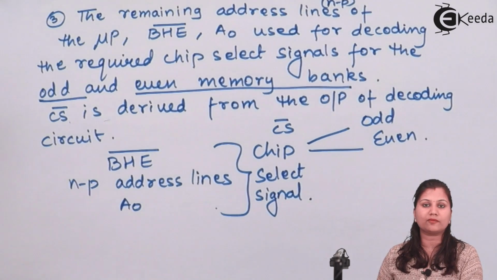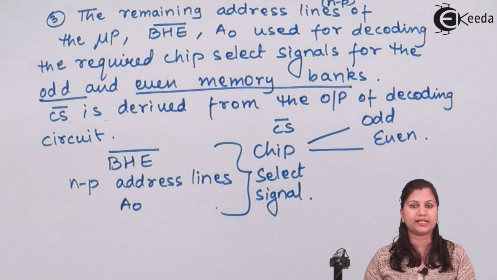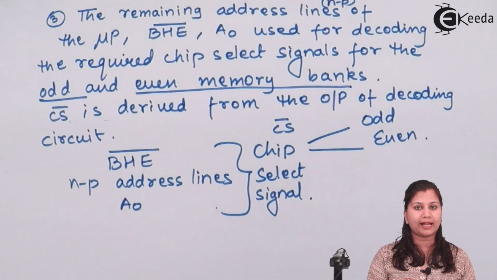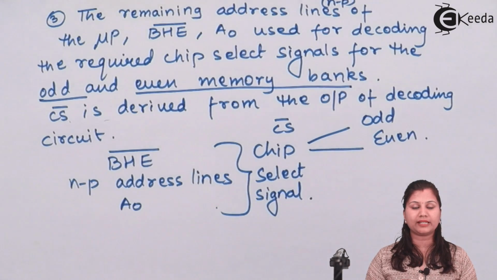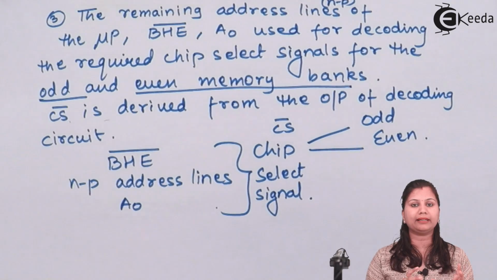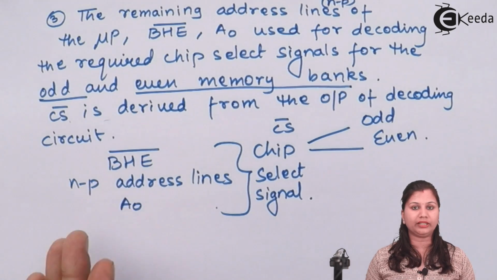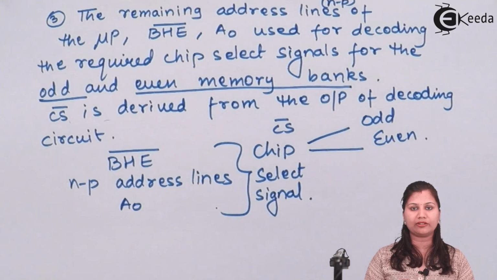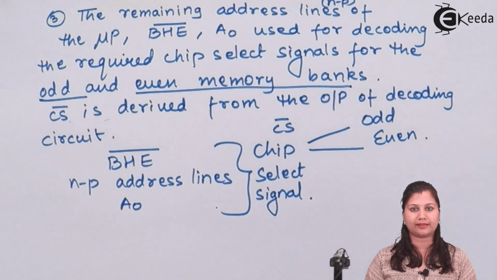So these are the three steps which we are going to follow whenever we interface a memory chip with the 8086 microprocessor. First, we will find out how many address lines are required to address that memory chip. Then we will connect those address lines with the address lines of the microprocessor, and the data lines will be connected. We will arrange the memory location so that we get an 8-bit odd memory bank and an 8-bit even memory bank. Then the chip select signal will be generated using the three signals BHE, A0 and the remaining address lines, for both the odd and the even memory banks.